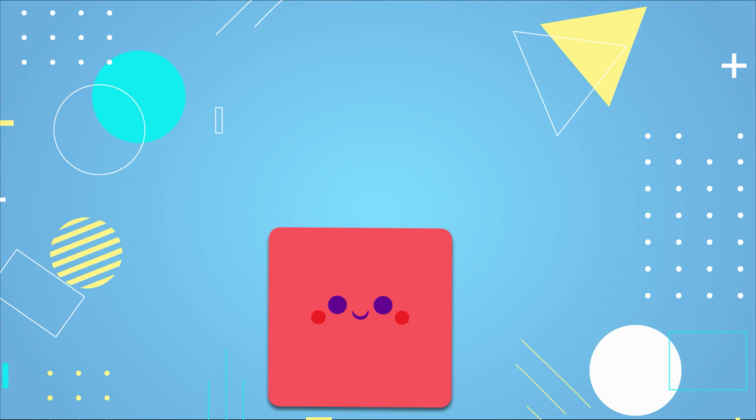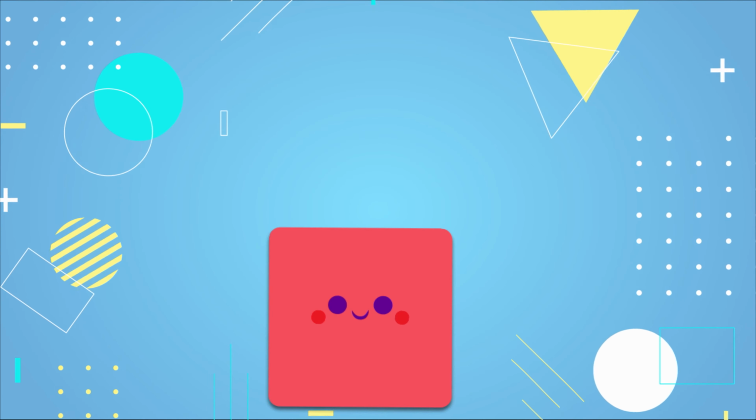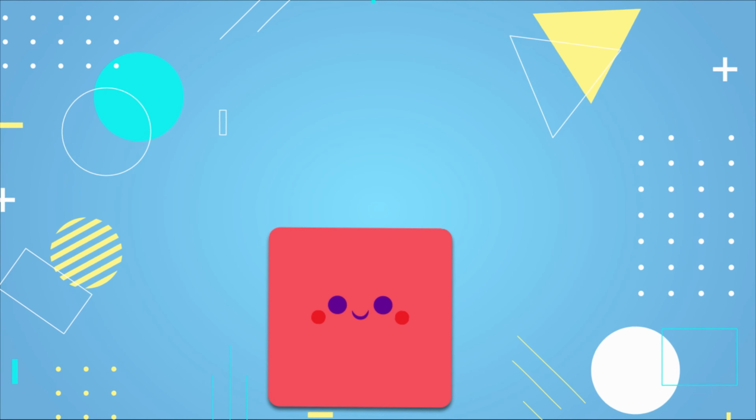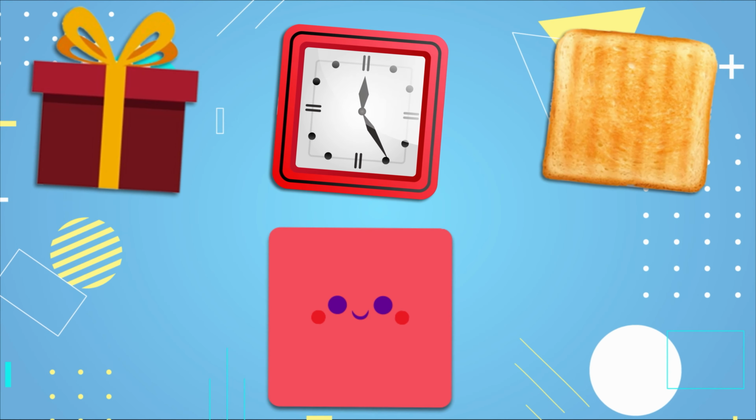This is a square. Square has four sides and four corners. There are many things like square, such as gift box, clock, bread slice.